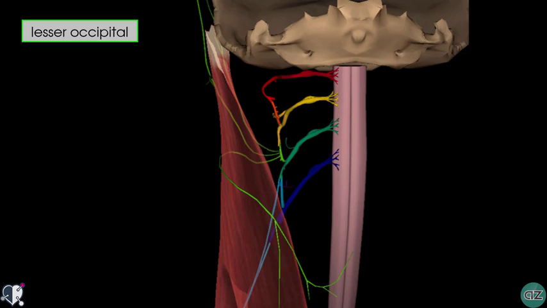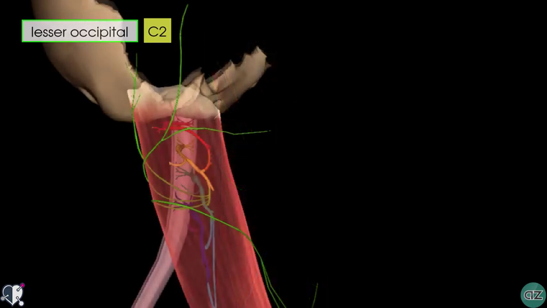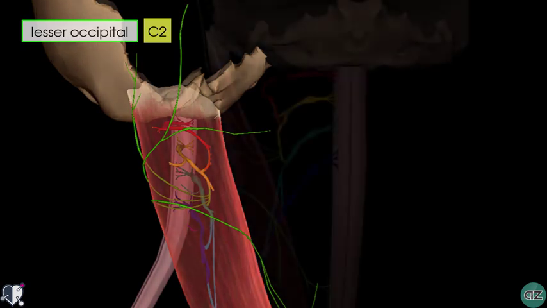The lesser occipital nerve is derived from the C2 root. It supplies cutaneous sensation to the posterior-superior scalp region, and it commonly communicates with the posterior branch of the greater auricular nerve. It passes behind the sternocleidomastoid muscle and it ascends superiorly up the posterior border. I've just switched to a lateral view which illustrates this. You can see the lesser occipital nerve here ascending superiorly up the posterior border of the sternocleidomastoid muscle.